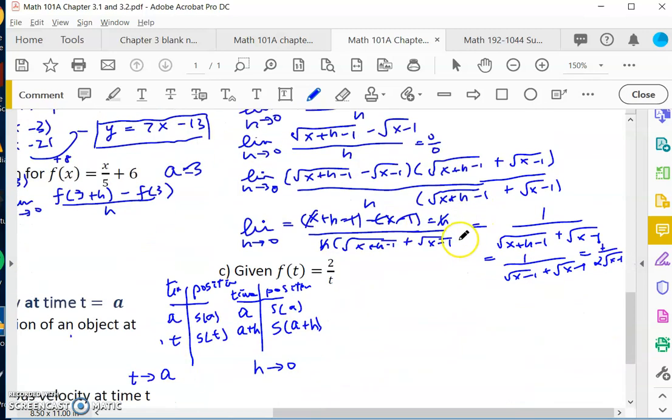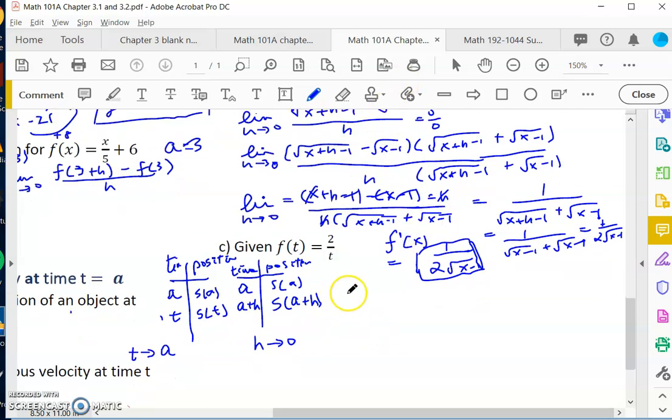Run out of space. So this is the derivative, f prime of x, which is equal to 1 over 2 times the square root of x minus 1. This is a derivative function. If you want to find the slope of the tangent line for the original function, you plug it in, and it would tell you the slope of the tangent line.